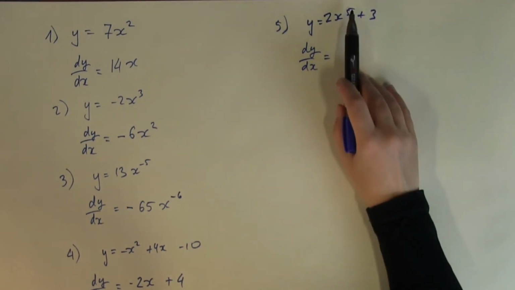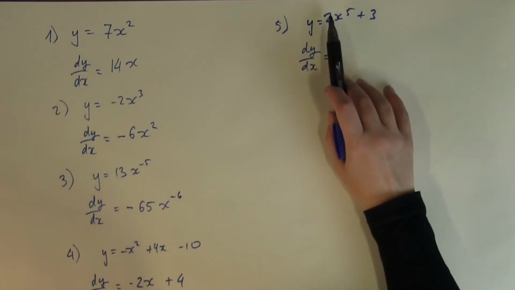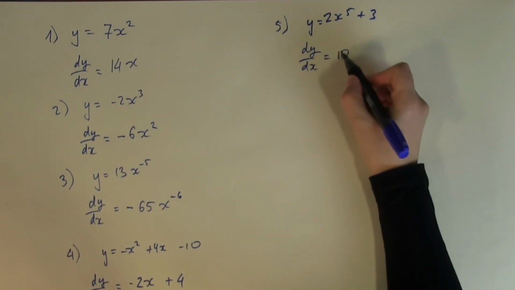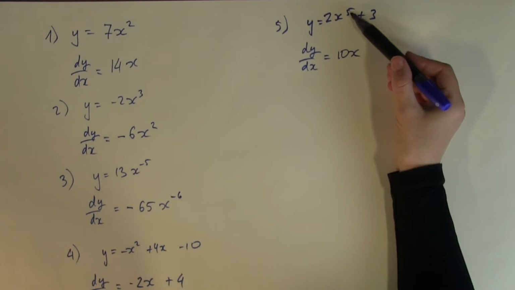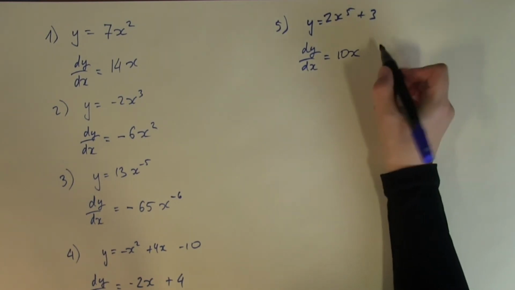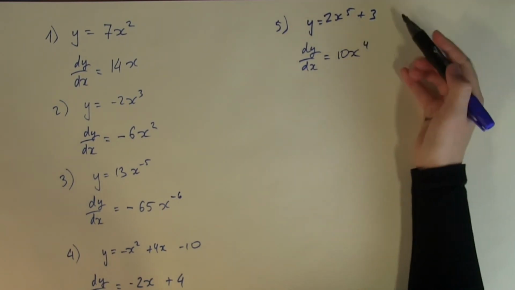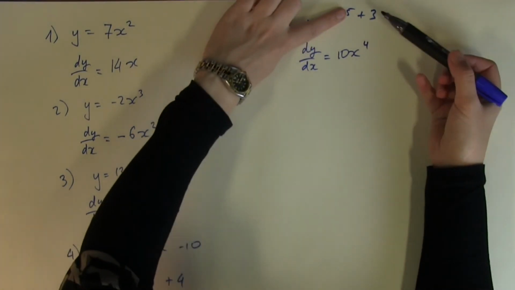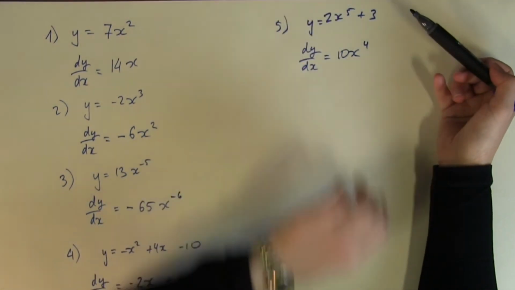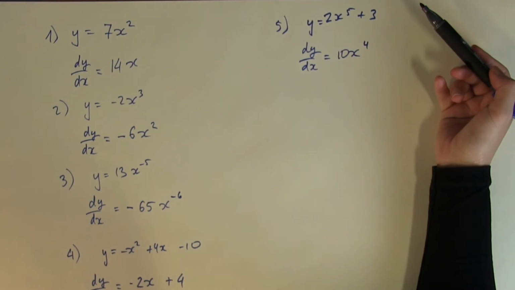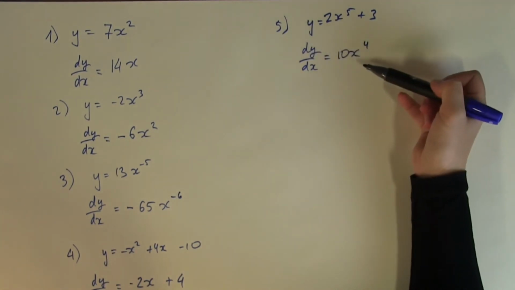So if I bring the 5 down, 2 times 5 makes 10, and lower the power by 1, 5 minus 1 makes it 4. The second term is a constant, and a constant's derivative is 0. So the derivative is just 10x to the 4.